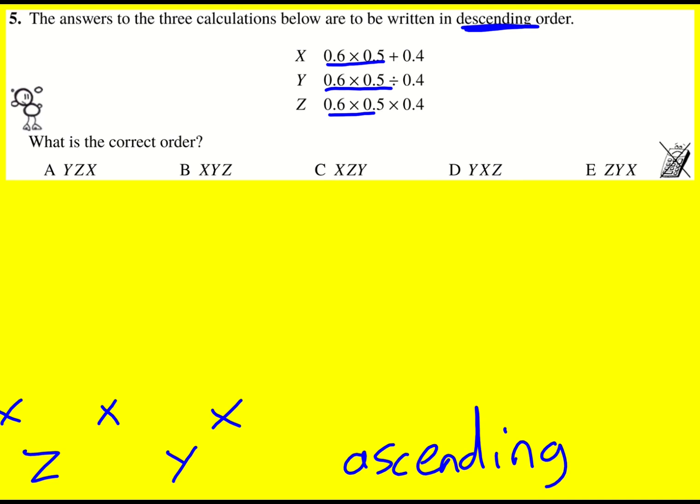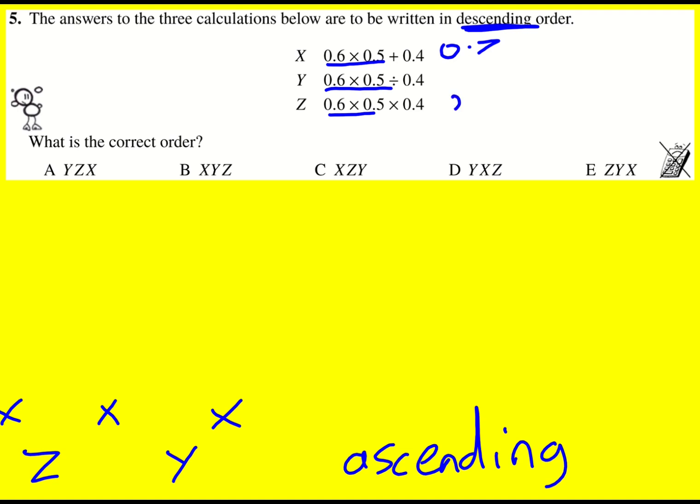Right, I'm going to have to do a calculation. There's nothing I can do really. So the next thing is to work out X. 0.6 times 0.5 is exactly the same as a half of 0.6, which is 0.3. And if I'm adding 0.4, I get 0.7.